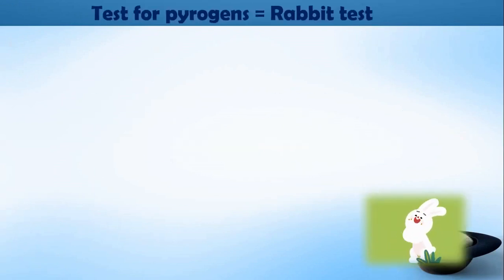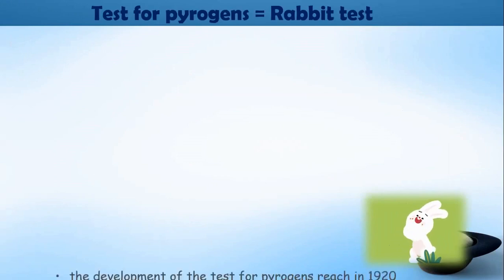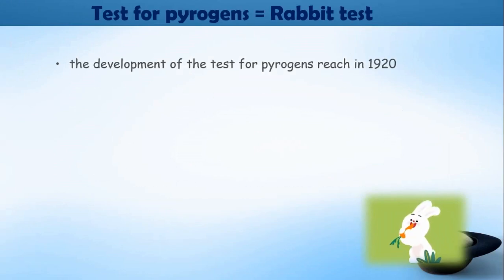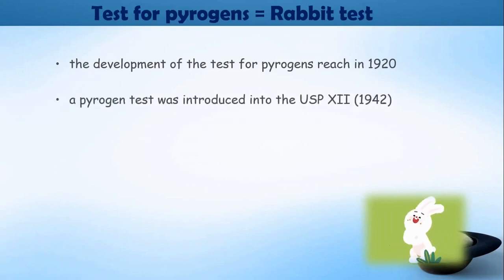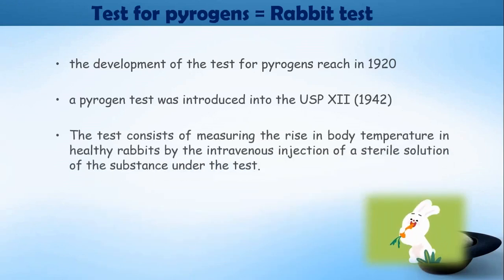Next one is the test for pyrogen by the rabbit method. The development of the test for pyrogen reached in 1920. A pyrogen test was introduced into the USP in 1942. The test consists of measuring the rise in body temperature in healthy rabbits by the intravenous injection of a sterile solution of the substance under test.